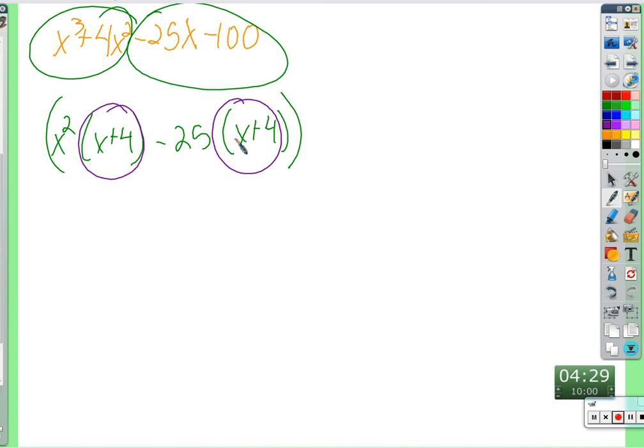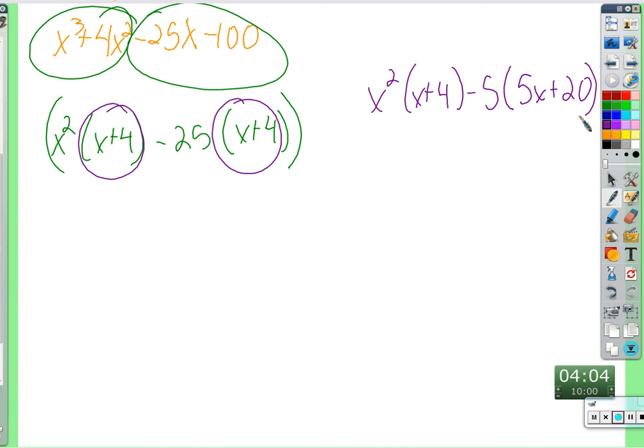What you have is x squared times x plus 4, minus 5. You took out a negative 5 instead of a negative 25, which would give you 5x plus 4. It should be plus. Now this you can't do anything with, because they don't have a common factor yet.